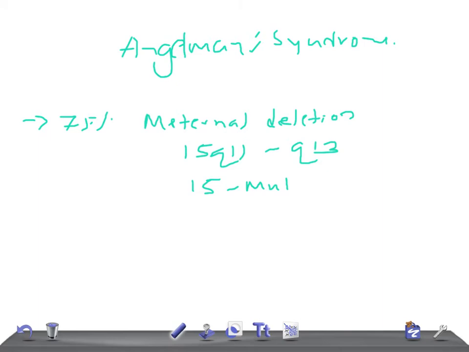Remember, the only difference is that in Angelman's, the missing genetic material is maternal, and in Prader Willi it is paternal. Remember, P for P, Prader Willi is for paternal. That's it. Okay guys, so what's the epidemiology? It's 1 in 20,000. Okay, 1 in 20,000.